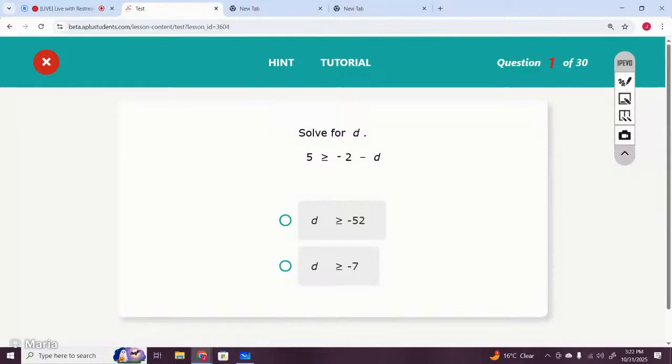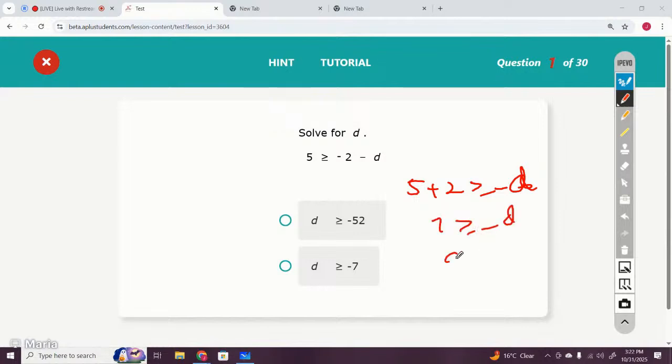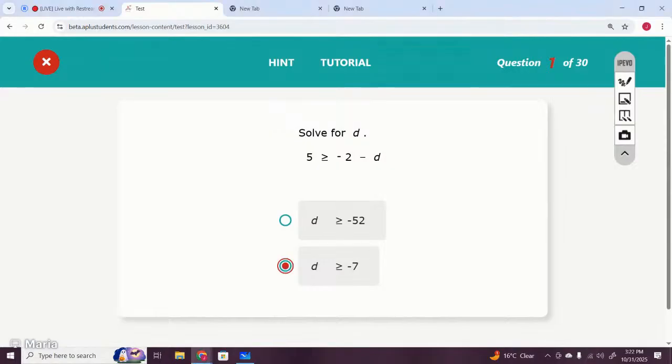Five is greater than or equal to negative 2 plus negative d. So 5 plus 2 is greater than or equal to negative d. 7 is greater than or equal to negative d. Option number 2 is the correct option. D is greater than or equal to negative 7.